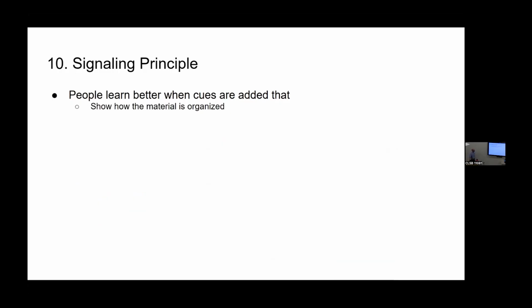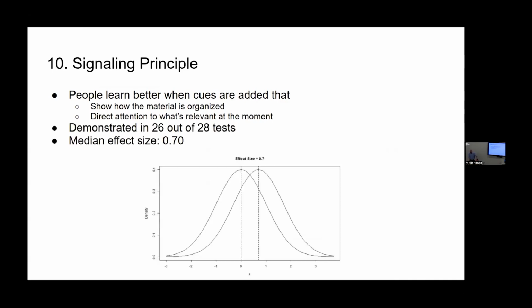All right, signaling principle. People learn better when cues are added that show how the material is organized and direct attention to what's relevant at the moment. So there are two aspects to this signaling principle. And I'll demonstrate both of them, but this also has a huge evidence base behind it with a median effect size of 0.7, which looks like this. All right, so what does this mean?